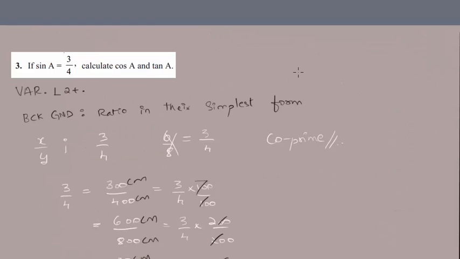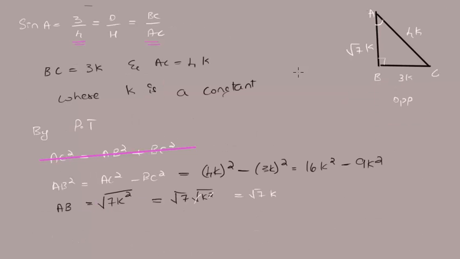And going back to the question, cos A and tan A have to be found. So, easy peasy. Cos A is equal to A by h. What is A? A is root 7k, hypotenuse 4k, which is equal to root 7 by 4.